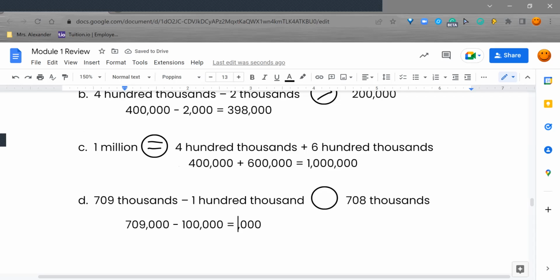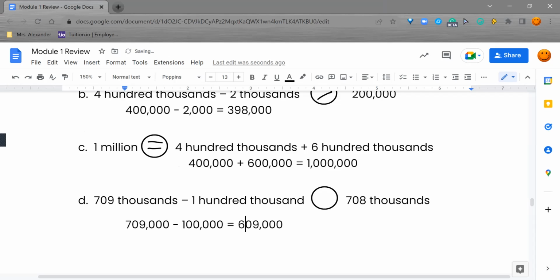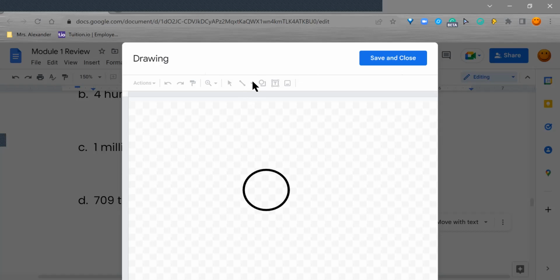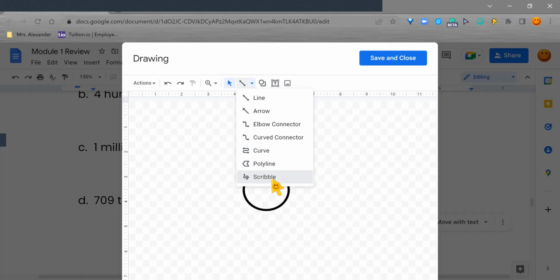I'm going to work on the left-hand side of my comma. 9 minus 0 is 9. 0 minus 0 is 0. And then 7 minus 1 is 6. So which one is bigger, 609,000 or 708? If you said 708, you guys are geniuses. Keep up the good work.